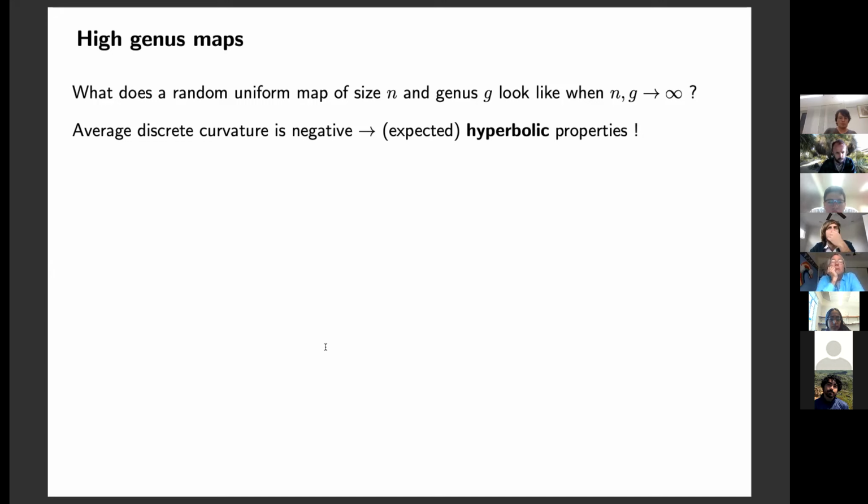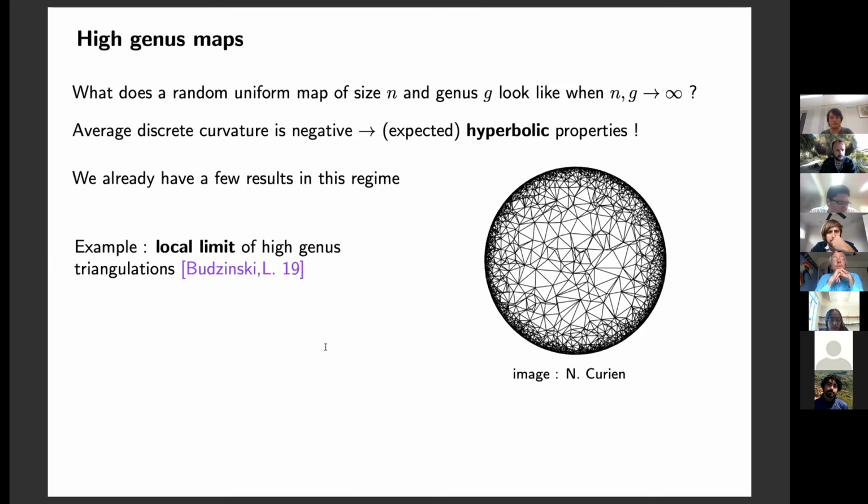But when people started studying these maps, something was really clear: you could easily calculate some kind of average discrete curvature, and it was negative, bounded away from zero, which made us expect that these objects would show some hyperbolic properties in some sense. And we already have a few results in this regime. An example of such a result in the high genus map regime is something my co-author Thomas Budzinski talked to you about a year ago or something.